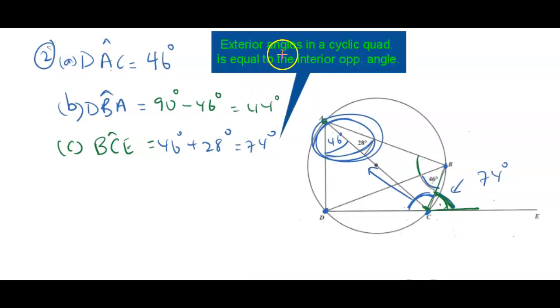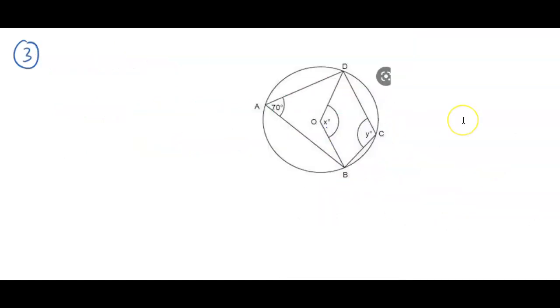Again, this is my reason. Exterior angle in a cyclic quadrilateral is equal to the interior opposite angle. So now let me move on to example 3. Example 3, they ask us to find x and y.